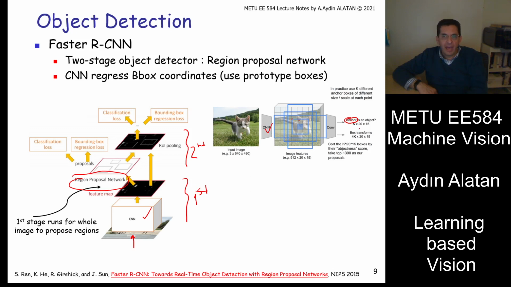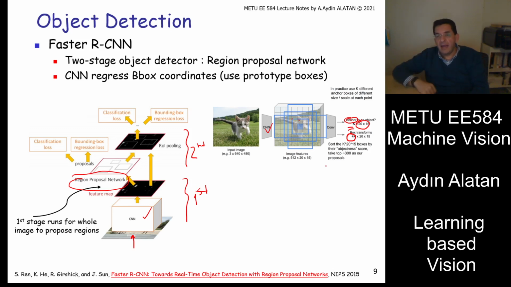At the end, an image is converted and downscaled to 20 by 15, for example, and each of these 20 by 15 locations has k different anchors. For all these k anchors, we will try to estimate 4k coordinates, like the center, width and height, or you can have it as top left and bottom right, but four coordinates at the end for a rectangle to be defined.